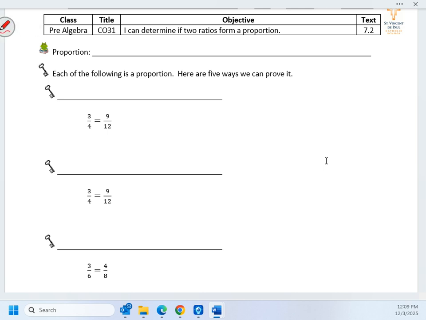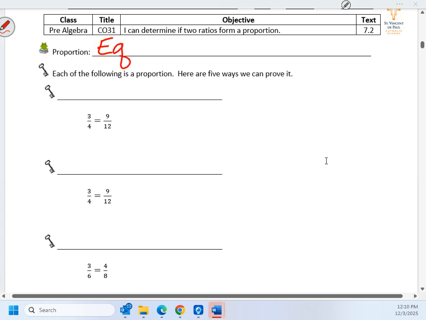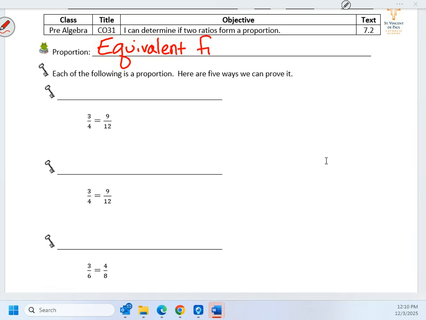A proportion is equivalent fractions, ratios, and rates. So we've worked with fractions. We've done equivalent fractions before, right? Can I multiply or divide down to the same thing? Equivalent fractions. Whatever I do to the top, I do to the bottom. You're using that same scale factor.